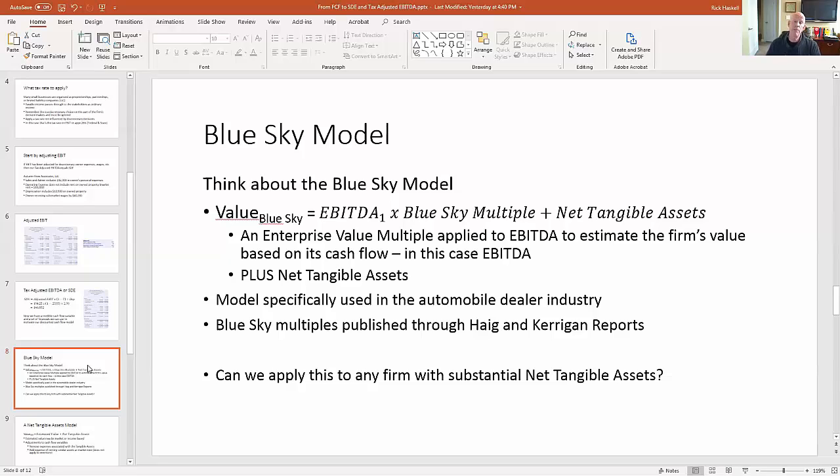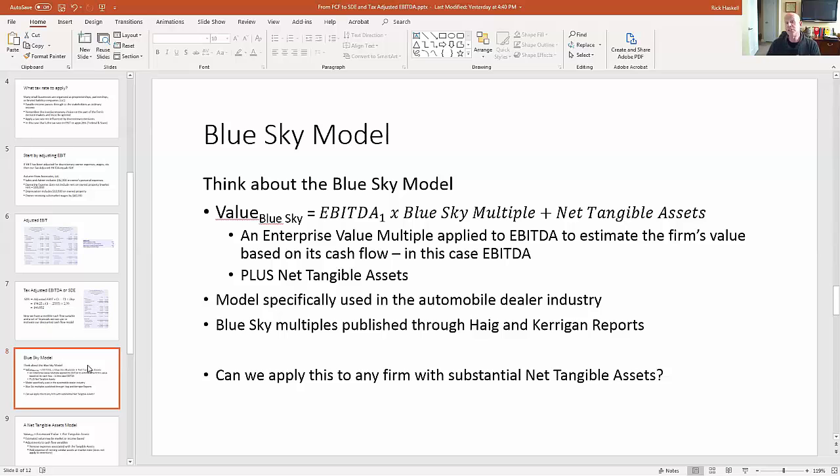And we can find some of the elements of this in the Hague and the Kerrigan report, and we'll think about that model, how it's composed, and then we'll transition that to thinking about a net tangible assets model. So first, let's look at that blue sky model. When we think about the blue sky value, we are going to think about EBITDA times the blue sky multiple, again, that we've picked up from the Kerrigan report or the Hague report or one of those other credible repositories for that valuation multiple for those kinds of businesses.